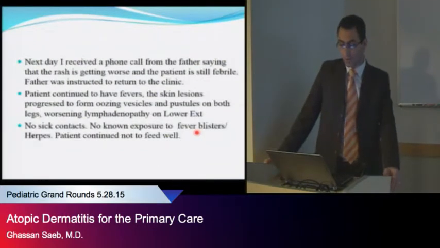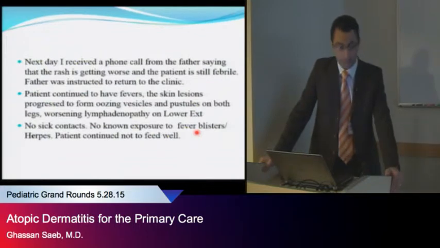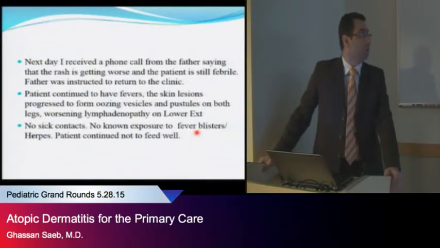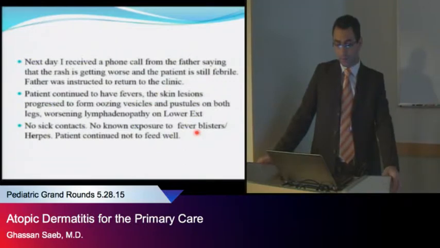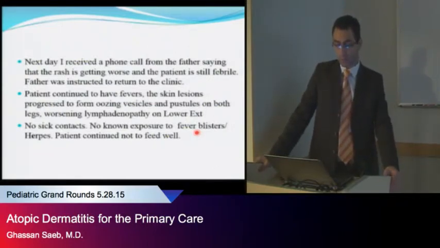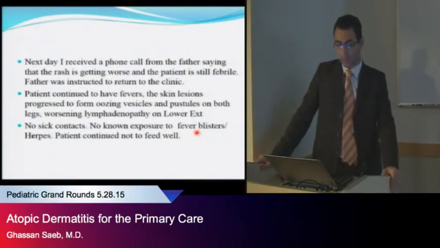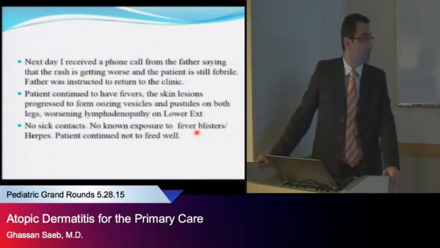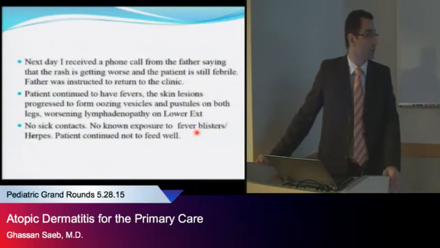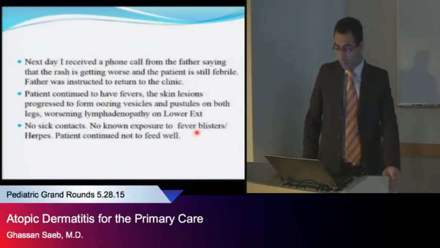The next day I received a phone call from the father saying that the rash was getting worse. Now it was on both legs. The patient was still febrile. I told them to come back to the clinic, and I saw her that afternoon. She was febrile on exam. The lesions progressed to oozing vesicles and pustules on both legs, with worsening lymphadenopathy on the lower extremities. There was no sick contact, no exposure to fever, blisters, or herpes. And she continued not to feed well.